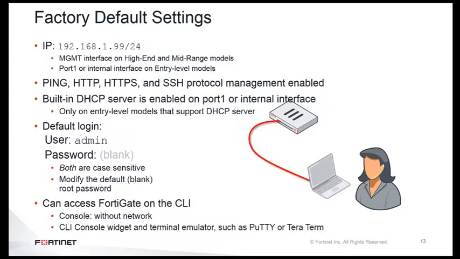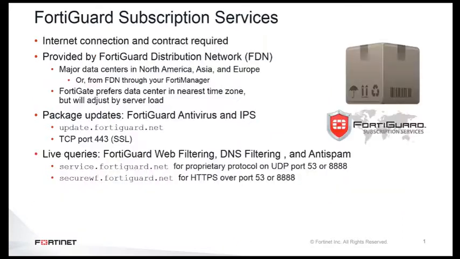Before you connect FortiGate to your network, you should set a complex password. All FortiGate models have a console port and/or USB management port. The port provides CLI access without a network. The CLI can be accessed by the CLI console widget in the GUI or from a terminal emulator such as PuTTY or TeraTerm. Some FortiGate services connect to other servers such as FortiGuard in order to work.